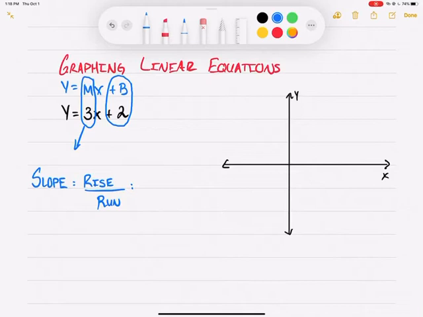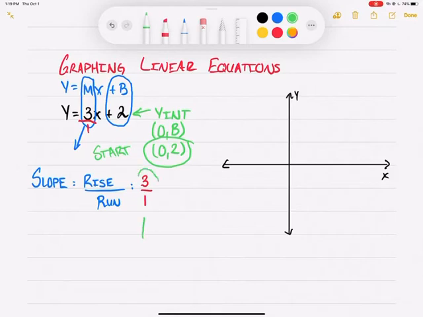In our case, for this example, y equals 3x plus 2, our slope is 3 over 1, because we don't have a fraction, but I can always put 3 over 1 and make it a fraction. 2 is my y-intercept. It's the b value, right? And y-intercepts are always written as (0, b). I just said b was positive 2, so my y-intercept is (0, 2). So this is where you start the graph.